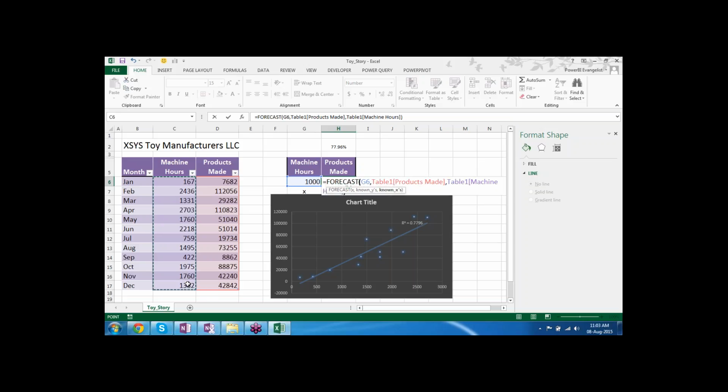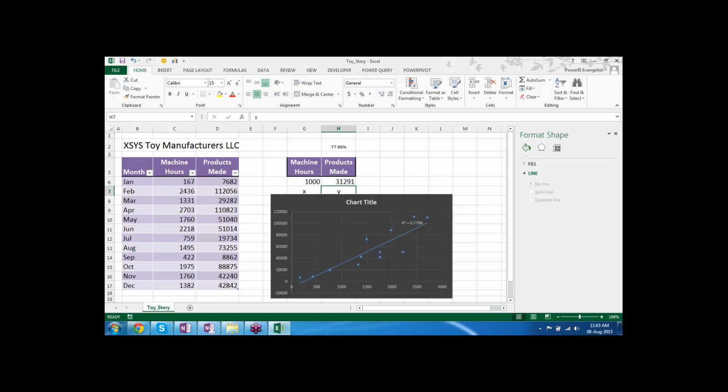The moment I close my bracket and press enter, I get a number. Wow. 31,291 products. So I can now go back to my friend and say that next month, if you put 1,000 hours, then you will get 31,291 products. But hold on. Before giving you high hopes, let's understand how this number has come and what this number tells you. Remember one thing, this data was not so good.